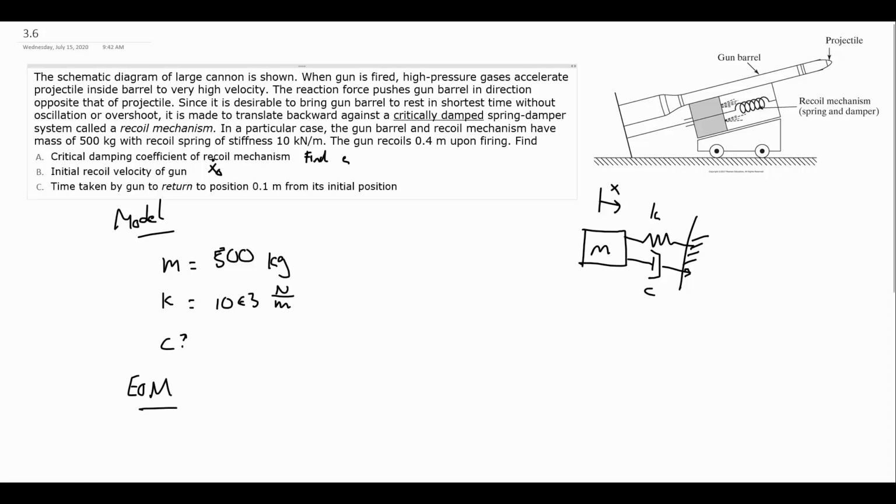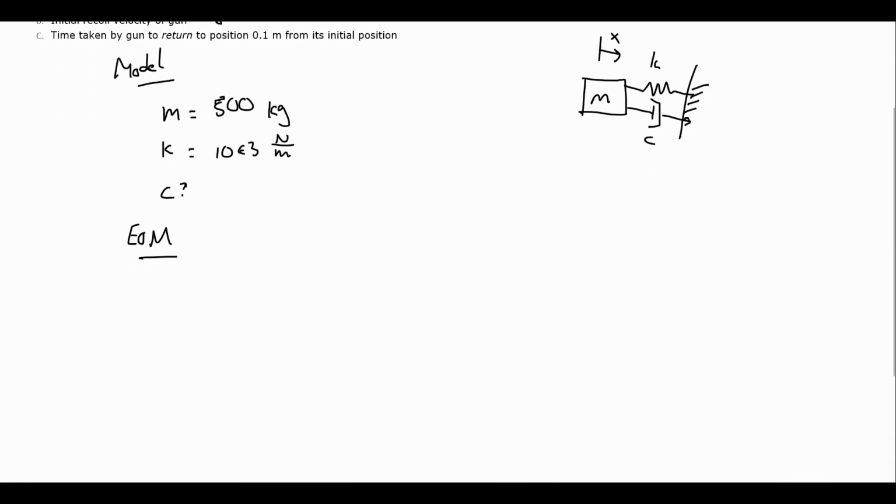But because we have a simple spring mass damper system, we can at least write most of our equation of motion since we know some of the values. We know that it's going to be 500 x double dot plus c x dot plus 10,000 x equals 0. Again, we're going to be analyzing it right after the projectile is fired, so that mass will have some initial velocity and position, and that's how the system is going to be moving.